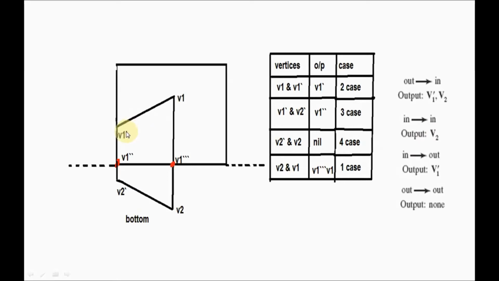What is the second vertex? In v1 and v1 dash, v1 dash is the second vertex. So what is the output here? So v1 dash. Now what are the next vertices I am considering here? v1 dash and v2 dash.